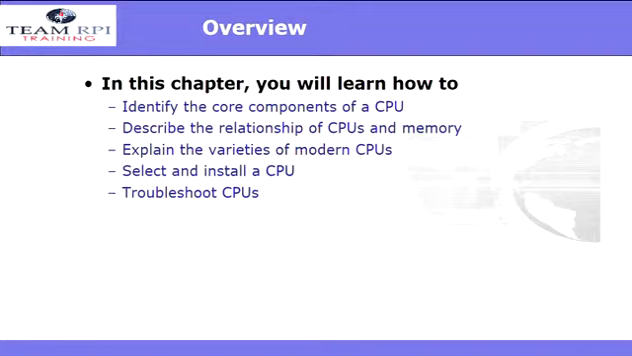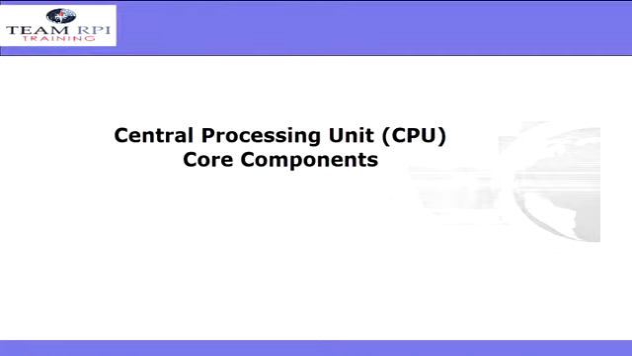In this chapter, you'll learn how to identify the core components of the CPU, describe the relationships of CPUs and memory, explain the varieties of modern CPUs, select and install the proper CPU for your device, and troubleshoot. First, let's talk about the CPU itself, or the Central Processing Unit core components.